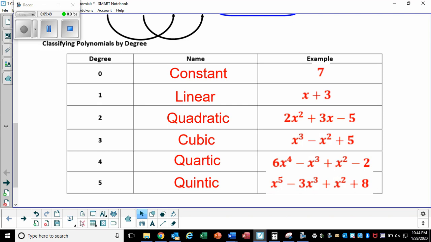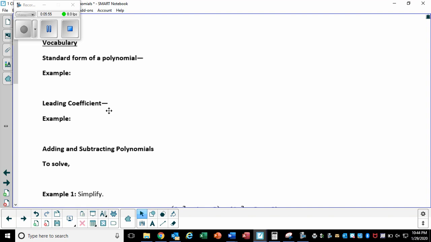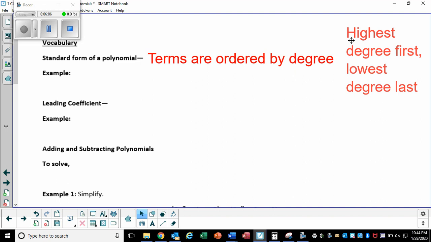Okay? So those are how we classify polynomials. The way that we're going to write polynomials, though, is in standard form. So standard form is we take the terms and we put them in order by the degree. Okay? The highest degree will go first, the lowest degree will go last, and that's really important.